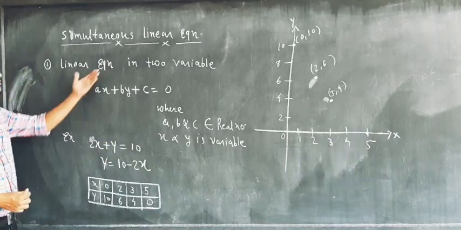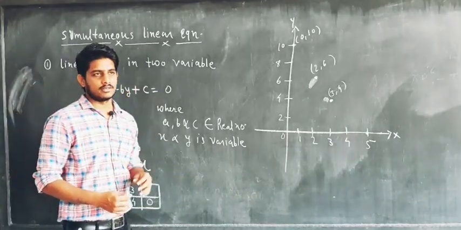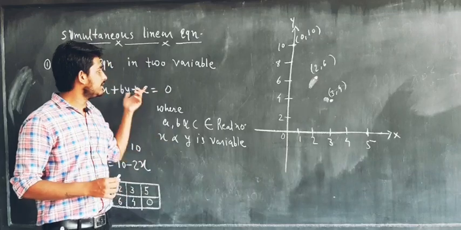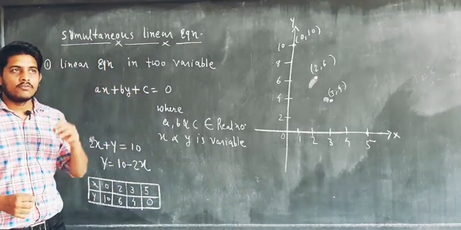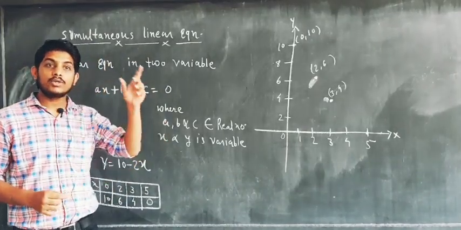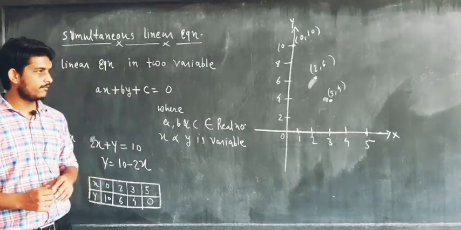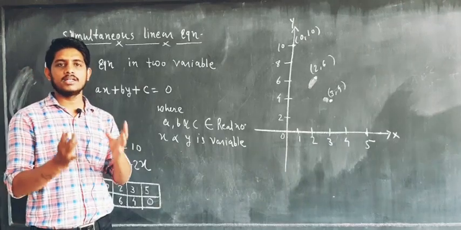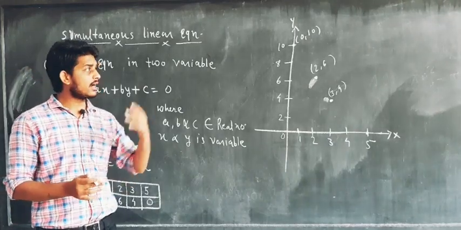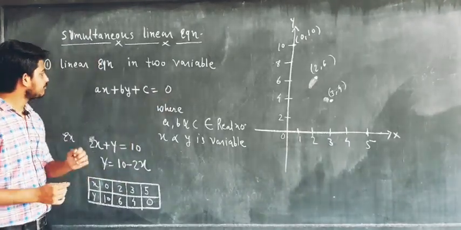Okay. Why are we saying it is a linear equation? How can we say that it is a linear equation? Because when you represent this equation in a graph, you will get a straight line. Whenever you represent a linear equation in a graph, in a Cartesian plane, you will get a straight line.